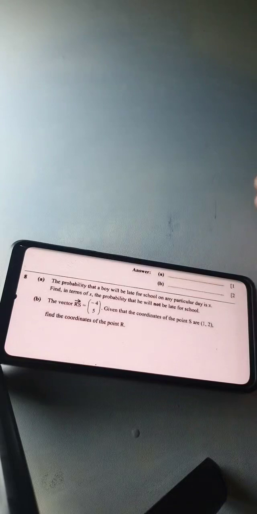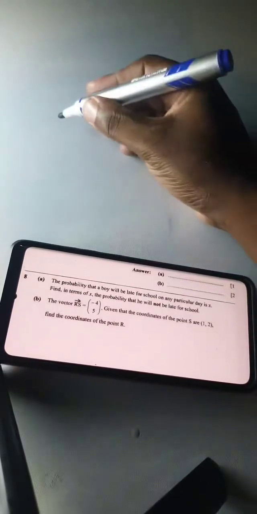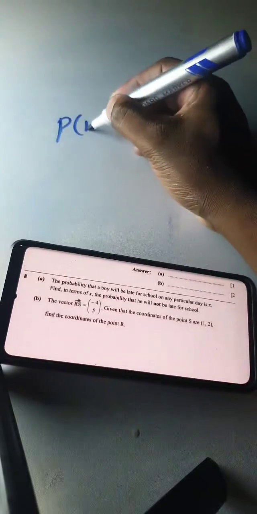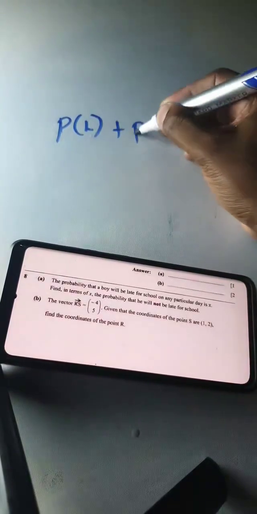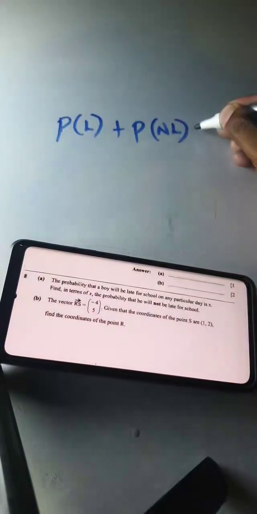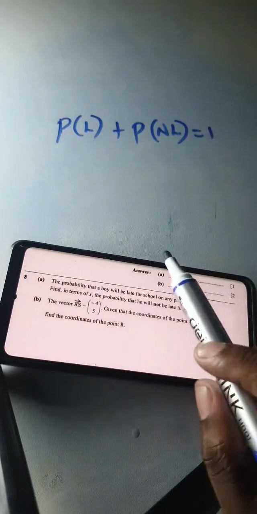So now we can talk about this question. The probability that a boy will be late for school on any particular day is X. Find in terms of X the probability that he will not be late for school. So we have the probability of a boy being late to school and the probability of a boy not being late to school.